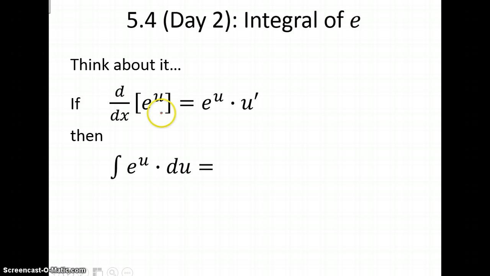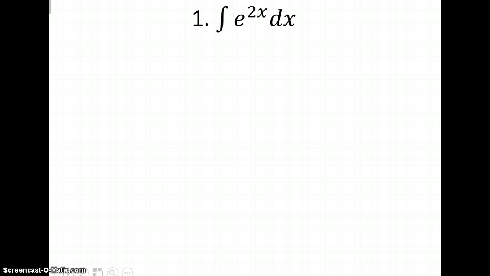Okay, so if the derivative of e to the u is e to the u times u prime, what do you think the antiderivative of e to the u is going to be? The antiderivative of e to the u is even easier than the derivative. It's just itself, e to the u plus c. All the hard work for this is actually determining what u and du are and making that proper substitution. But the integral itself is very simple. So let's look at some examples.